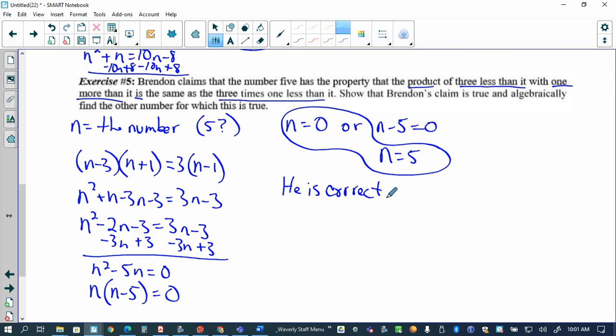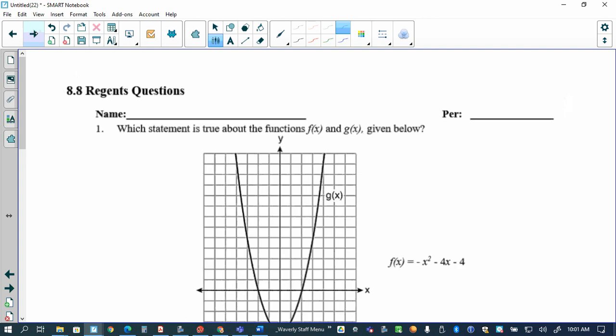Okay. I don't know if you guys are having as much trouble as you think you are. I think it's almost like you want to have trouble with it. If you were to put a test in front of me on this tomorrow, I'm going to be able to. Well, let's look at the Regents questions now.